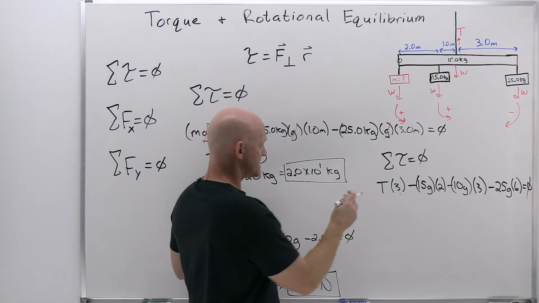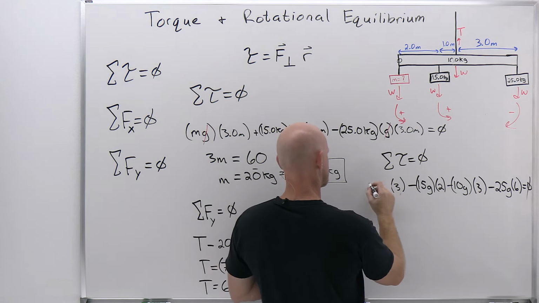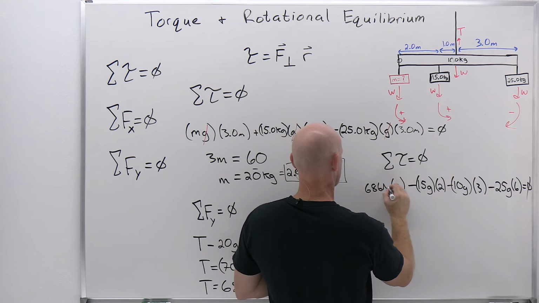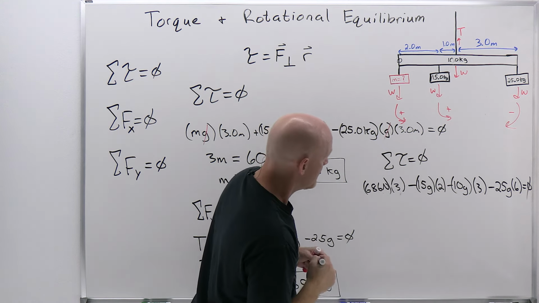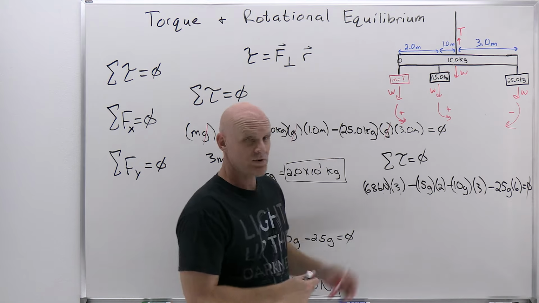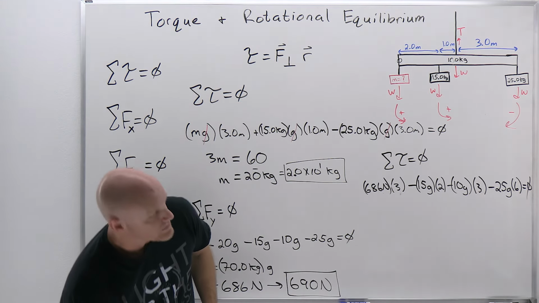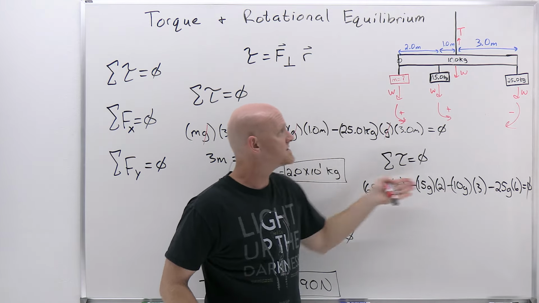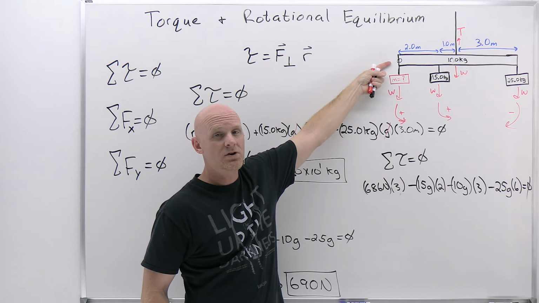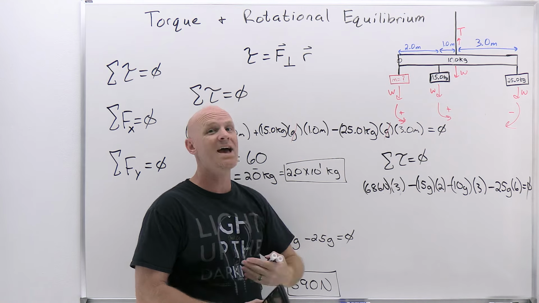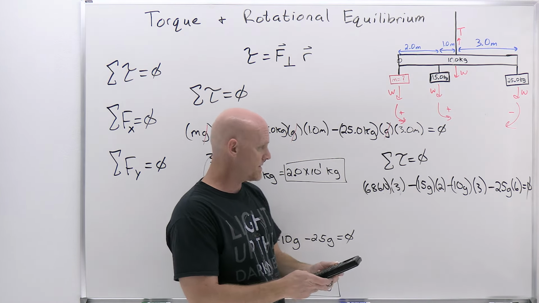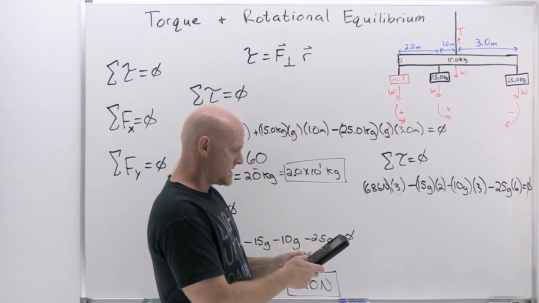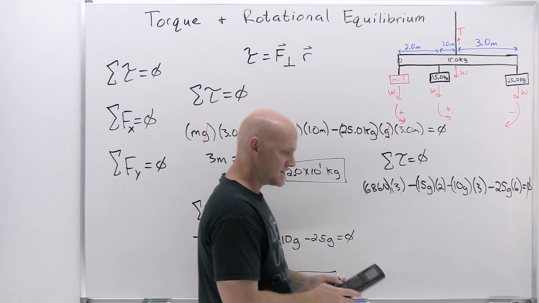And in this case, again, we know the tension, so let's plug that back in. That was 686 newtons. And the question is, does this really all add up to zero? Because it should, and my argument is that if it does indeed all add up to zero, then we've just verified that we could have proposed the axis of rotation to be anywhere for a system in equilibrium.